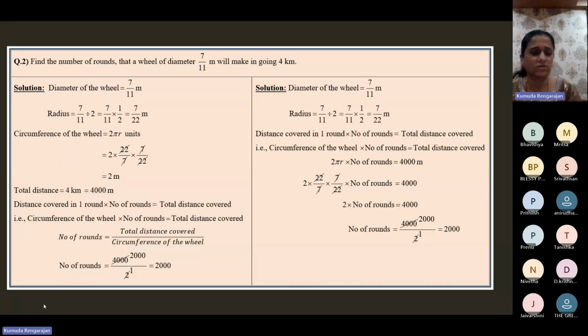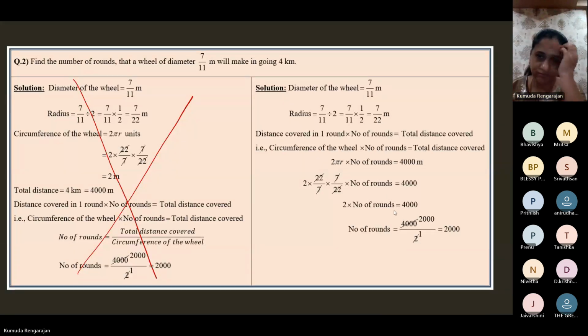Take down this working, no? Don't do both now, it's time. Both are fine. Just ignore this working. Just ignore this. Take down this working, children. Write the question and take down this working. I think we discussed this one.